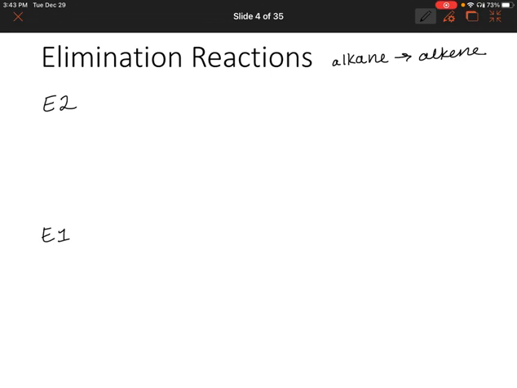And again, those numbers refer to the order of the reaction. So E2 is a second order reaction. So the rate is equal to a rate constant times the concentration of the substrate, and then we multiply that by the concentration of a base. So remember, in elimination reactions, we no longer have nucleophiles, we have bases, because remember, bases take protons, and that's what starts our elimination reaction.